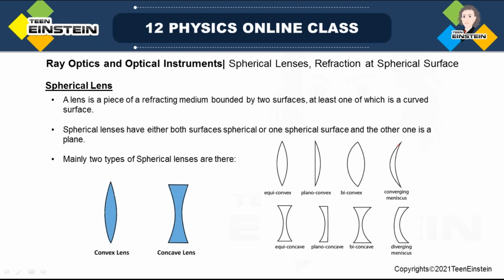This is called a converging meniscus. Meniscus, you might know, like water meniscus, mercury meniscus, convex and concave. See, if you just keep water in a glass, generally you see the upper surface like this. And you'll see at this portion there will be water, but this portion may not be having water.